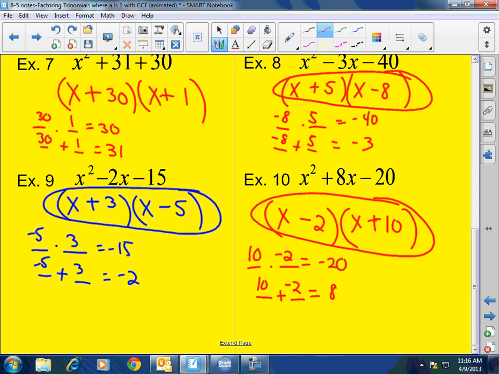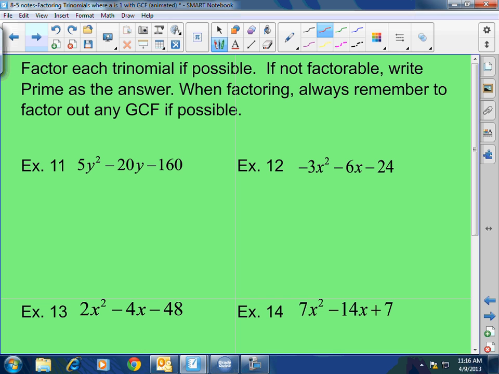Yes. Does that make sense, guys, so far? Okay. Now, factor each trinomial if possible again. If not, we'll write prime as the answer.